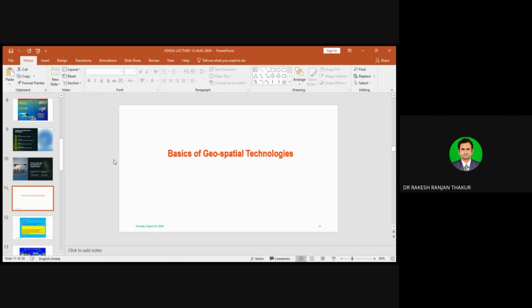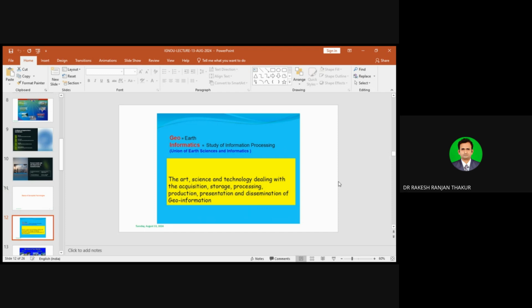So we will be talking about what geospatial science is, what the different data sets are, and what types of modeling there are. Before that, geoinformatics: actually this slide should come in the first or second slides, but I kept it here because now we will be talking more about GIS.